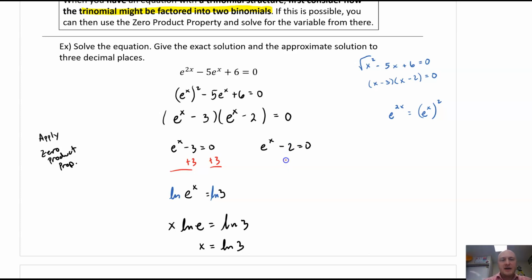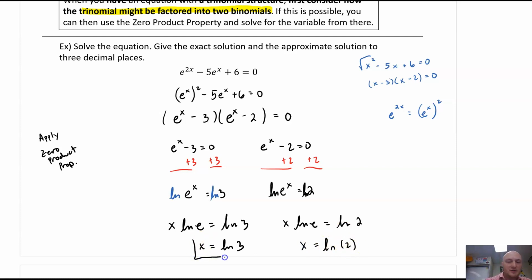Over here, I'm going to add 2 to each side. And we get e to the power of x is equal to 2. Again, I will take the natural log of each side. So I have x natural log of e is equal to natural log of 2. So x is equal to the natural log of 2. And both of these answers are solutions.